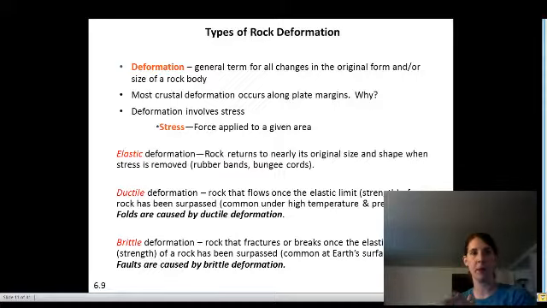So there are 3 types of deformation: elastic, ductile, and brittle. Elastic means the rock returns to its original size and shape, so it basically bounces right back. Either the stress applied isn't very high, or the rock material is still supple enough that once the stress is removed, it relaxes and goes back to its original place. Ductile is where rock flows once the elastic limit, or the strength of the rock, has been passed. It starts folding or manipulating, but it doesn't break. That's how we get those really nice folds that we see.